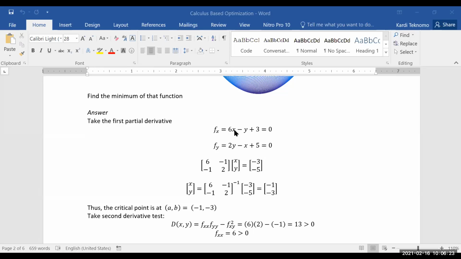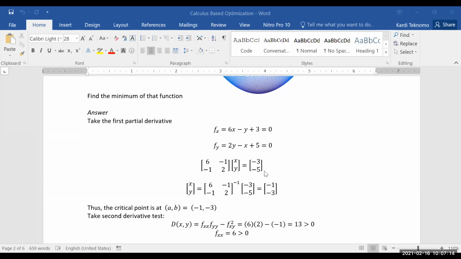Okay, I will explain. So, if you have 6x minus y plus 3 equals 0, right? That's what you have. And then 2y minus x plus 5 equals 0, right? So then you want to put this into matrix. So then what is the matrix? The matrix is A times x equal B. X is in this case xy. Correct? And then B is minus 3, minus 5.